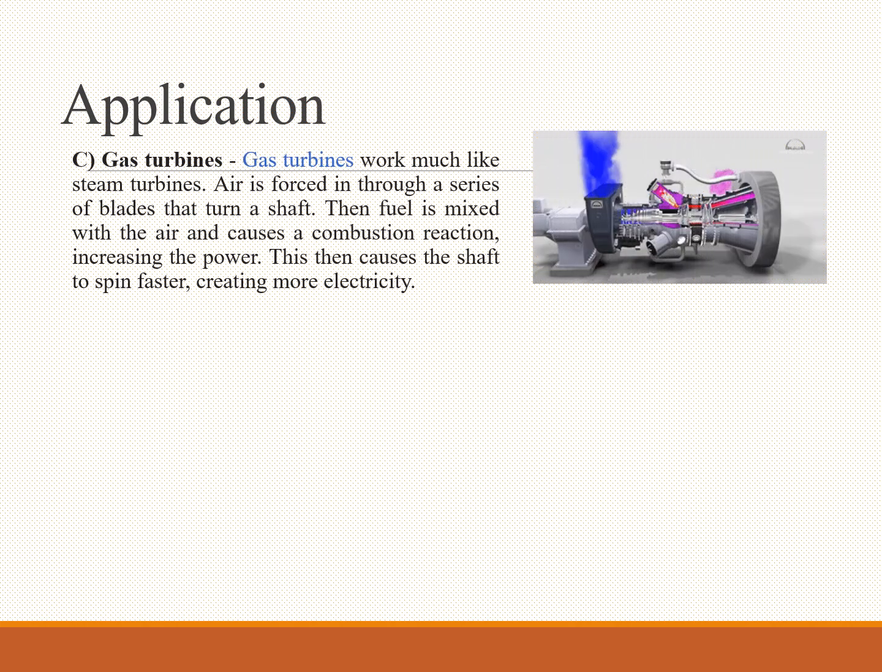Third one is a gas turbine. A gas turbine works much like a steam turbine. Air is forced in through a series of blades that turns a shaft. Then fuel is mixed with the air and causes a combustion reaction, increasing the power. This then causes the shaft to spin faster, creating more electricity.